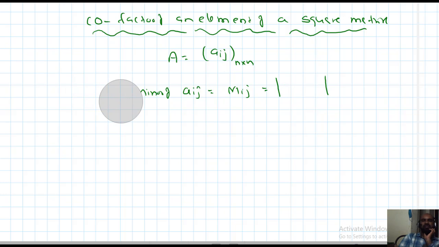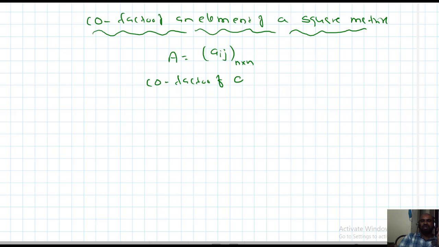But now, how do they define cofactor? Cofactor of Aij is defined as minus 1 power i plus j into Mij. Minus 1 power i plus j should be multiplied with the minor of that element. What we get is said to be the cofactor of that element of the given matrix. Through an example I will explain, students.